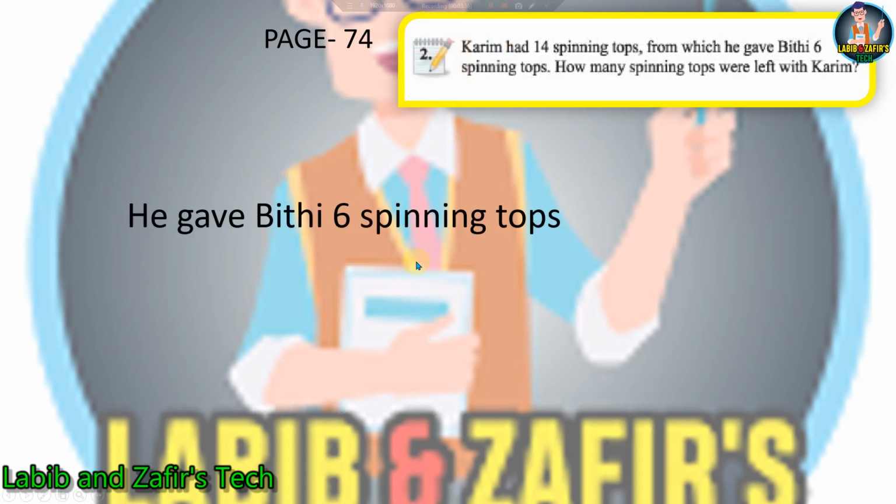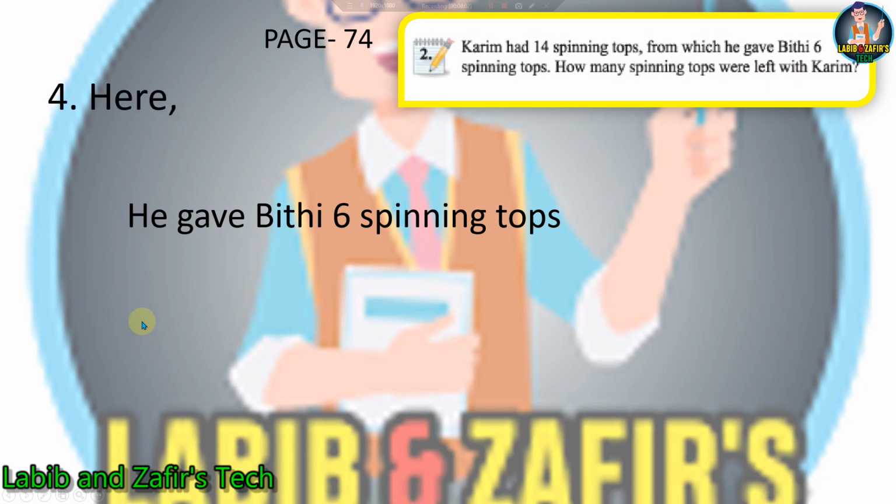So students, here Korim had 14 spinning tops, from which he gave Bithi 6 spinning tops. How many spinning tops were left with Korim? So students, we can see here that Korim had 14 spinning tops and he gave Bithi 6 spinning tops. So we have to find the number of tops remaining with Korim.